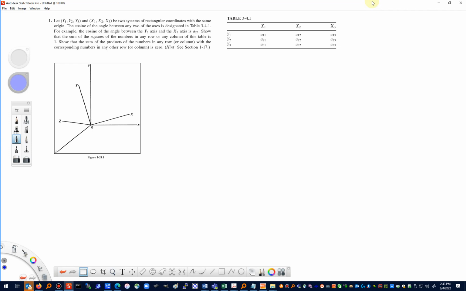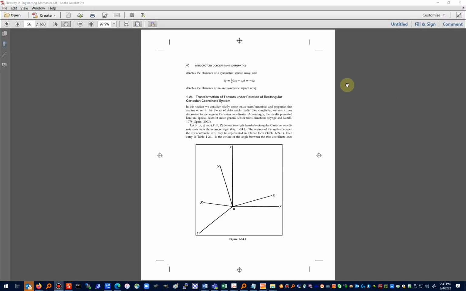And then it gives a hint, which we're going to need to talk about. It says, hint, see section 117. Actually, that was a bad hint. And it's been a bad hint in the second edition and in the third edition. It should really say, see section 1-24. And section 124 deals with the transformation of tensors on a rotation of rectangular Cartesian coordinate system.